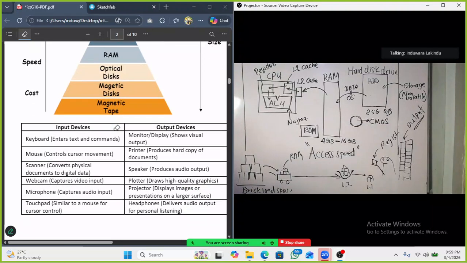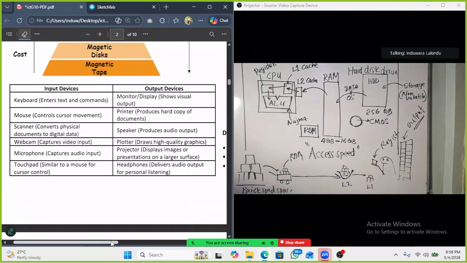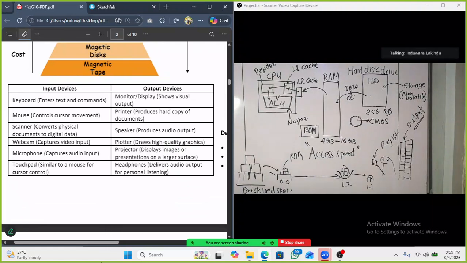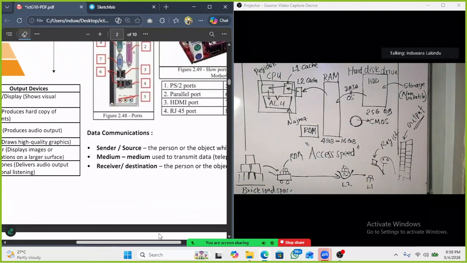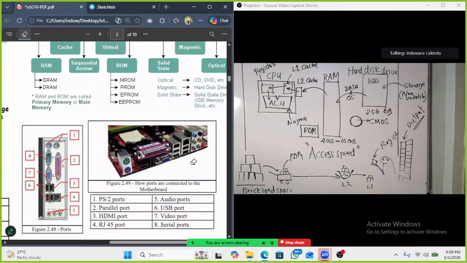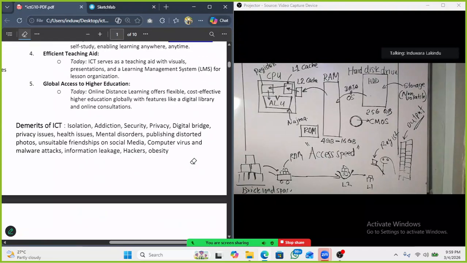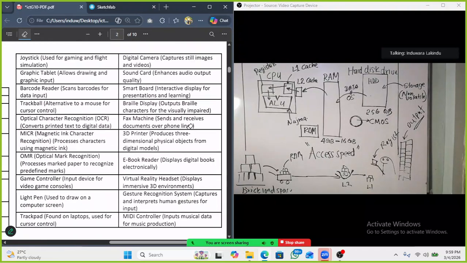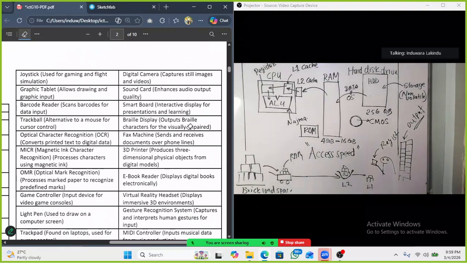Those are the simple things. We can jump into input devices and output devices. Just read the input devices, output devices, and the ports. I will teach it next week. But for the Kahoot game, we need this.